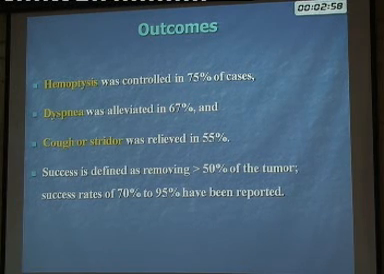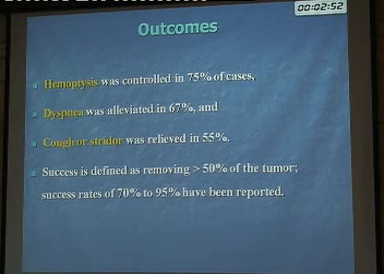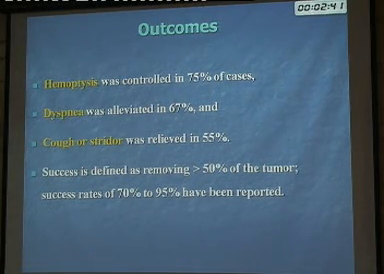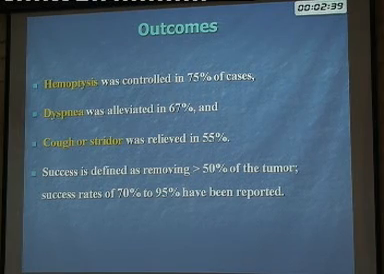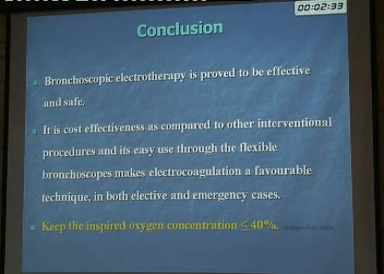The outcomes of electrocautery: hemoptysis was controlled in 75% of cases, dyspnea was alleviated in 67%, and cough and stridor were relieved in 55%. Success is defined as removing more than 50% of the tumor. Success rates of 70 to 95% have been reported. In conclusion, bronchoscopic electrotherapy is proved to be effective and safe.